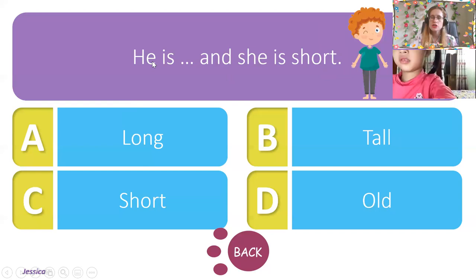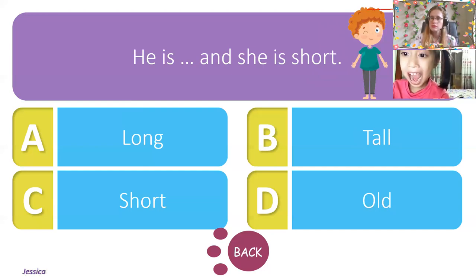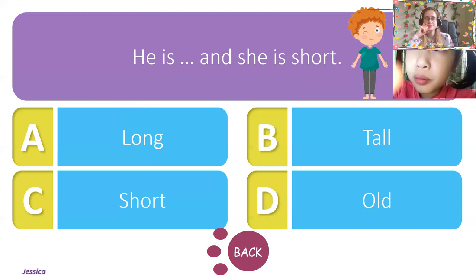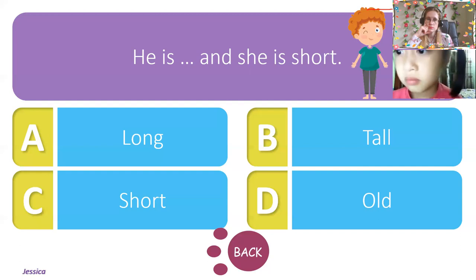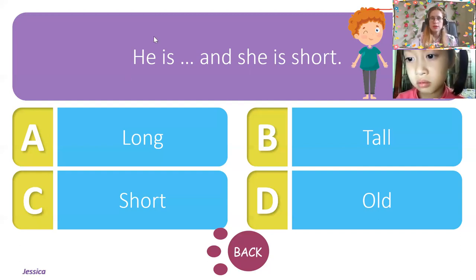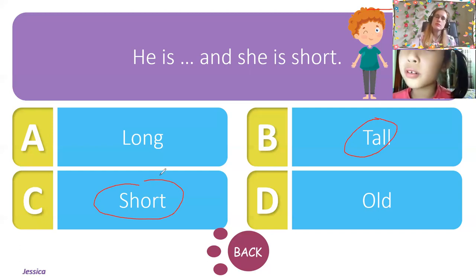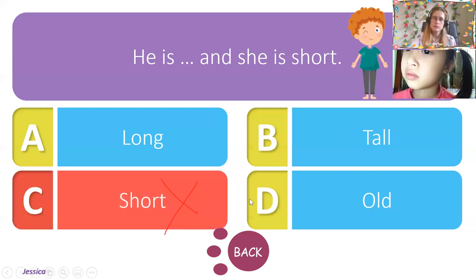He is what? And she is short. This boy. He is. The boy is tall or short? Which one? Short. No. The boy is tall.